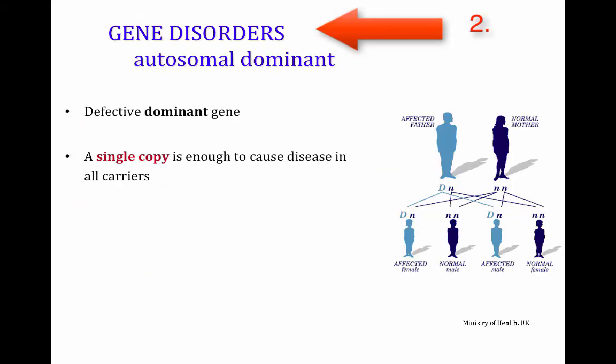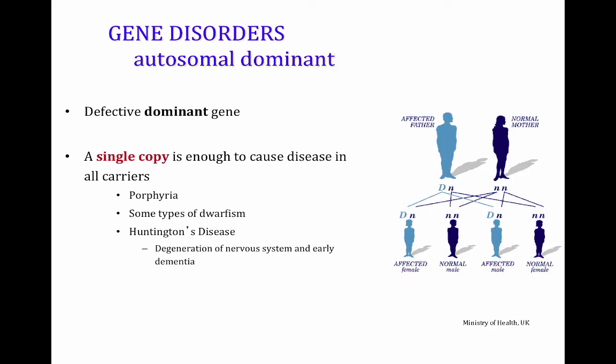We will discuss 2 categories of gene disorders, autosomal dominant and autosomal recessive. In autosomal dominant disorders, we call the defective gene a dominant gene. A single copy is sufficient to cause the disease in carriers. Autosomal dominant conditions include porphyria, which is a blood disorder, some types of dwarfism, and one that we'll talk about in class, and I ask you to listen to a podcast about it, is Huntington's disease, which involves a degeneration of the nervous system and early dementia.